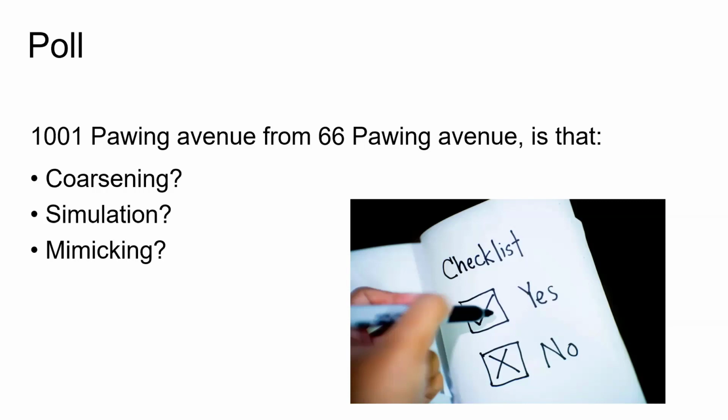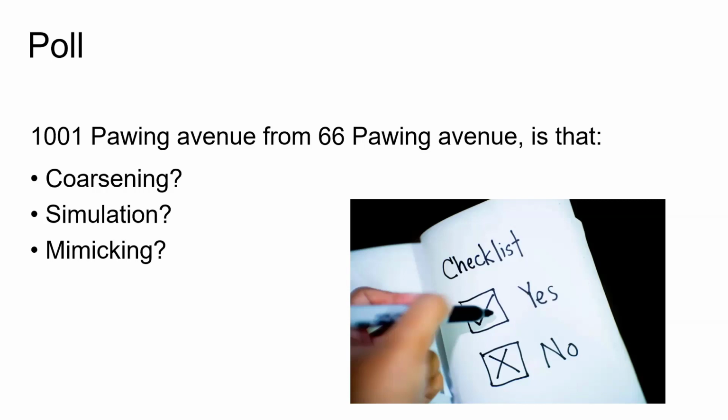So we've got 0% of you have said coarsening, which is good. And I've got 14% of you saying simulation and 86% of you saying mimicking. So it's not really coarsening because we aren't directly reducing the precision of anything. Perhaps we could argue that by using that 1001, it's nonsensically large, and we're flagging it as not real. But the street name is the same, so I think it's a bit of a stretch to call it that. Maybe if we went from 1001 Poing, 1000 to 66 Poing Avenue, we could say it's reduced precision because we have fewer characters. But again, I think we're really stretching if we try and go for that.